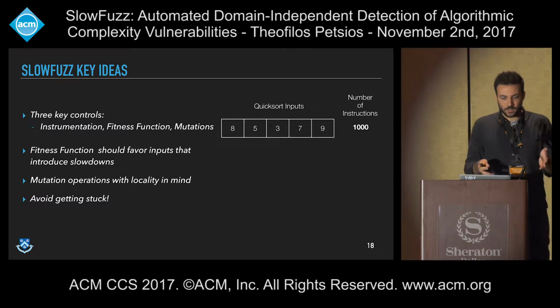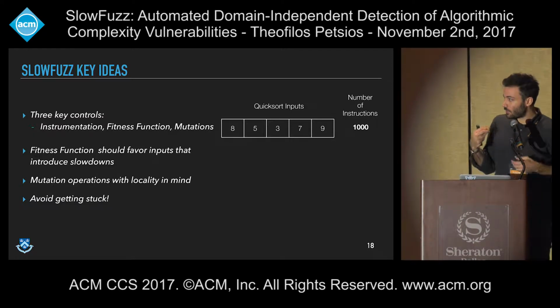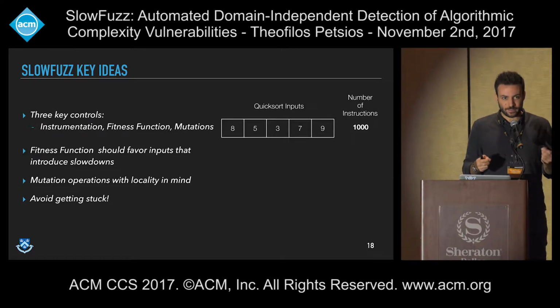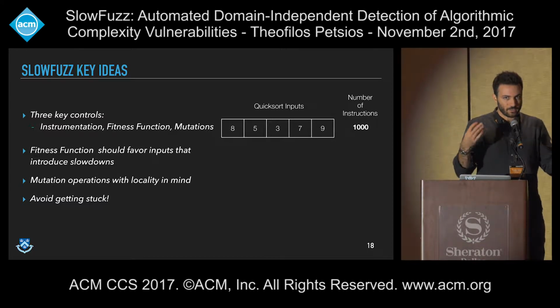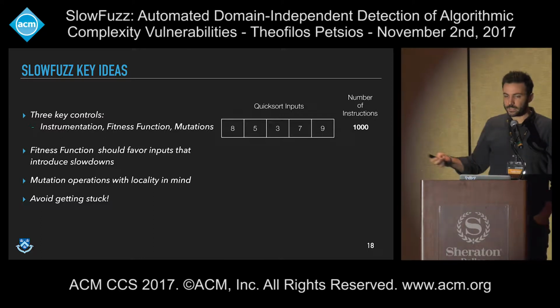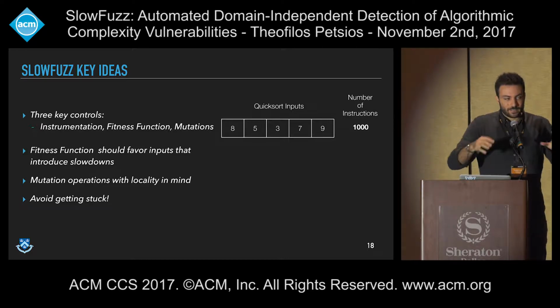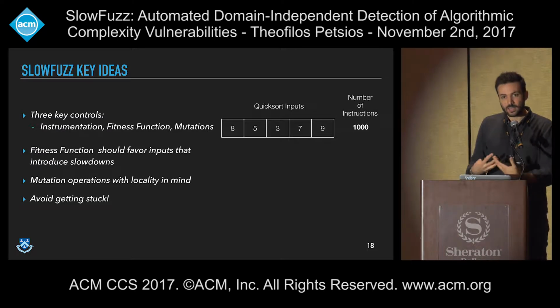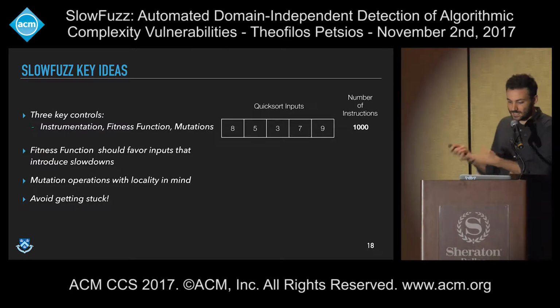Essentially, we want a fitness function that will favor inputs that introduce slowdowns. And it's really important for us to have mutation operators with locality in mind. So what do I mean by locality? Suppose you hit the case of an endless loop or an infinite loop, which is triggered because of a bug. Suppose you have an off by one error, and now somewhere in your application, you end up with an infinite loop. You don't want your fuzzer to start exploring different parts of the code, but you want to actually, once you find the loop that could have a complexity vulnerability, stay there and try to exercise these inputs more and more. And of course, you don't want to get stuck just at a single loop, right?